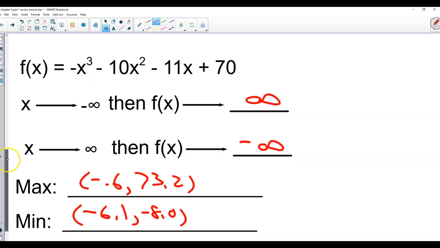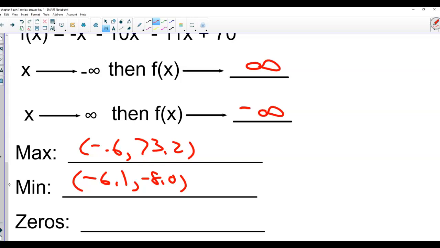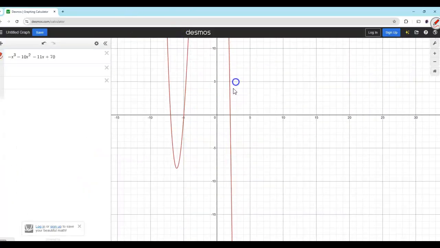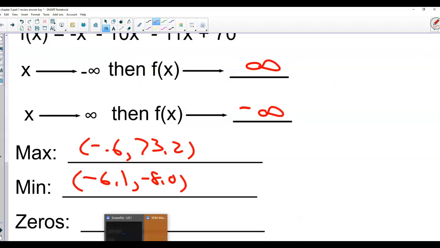And then my zeros, where is this thing crossing the x-axis? Come on down. We're looking at negative 7, negative 5, and 2. And those are our zeros.